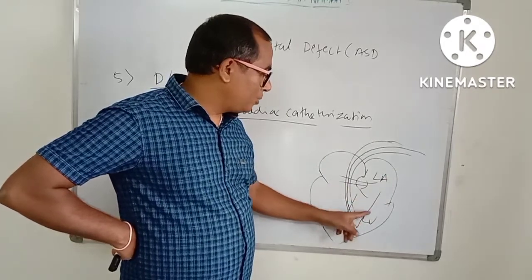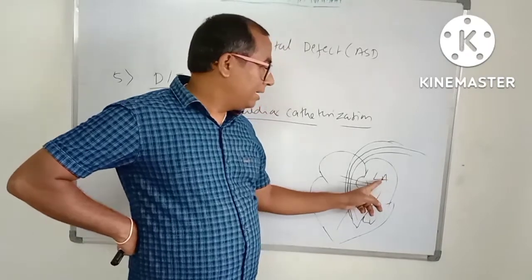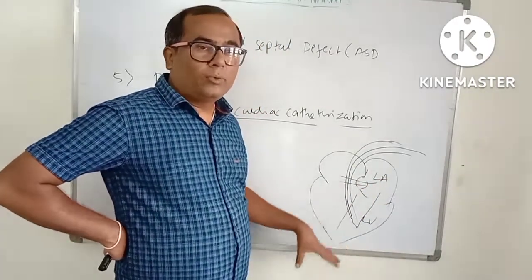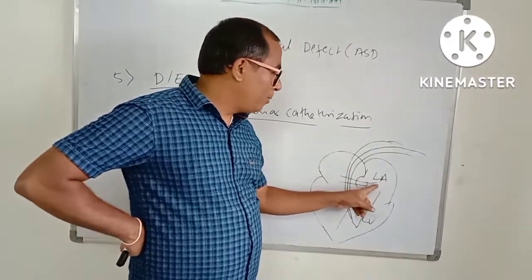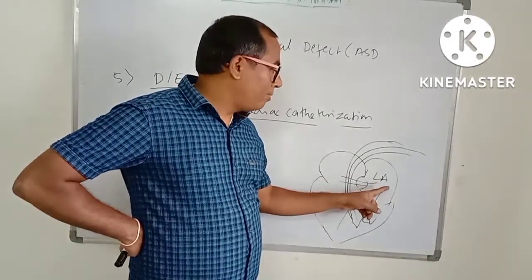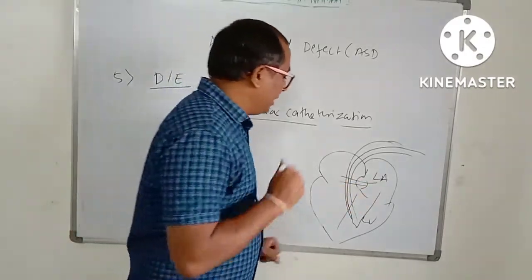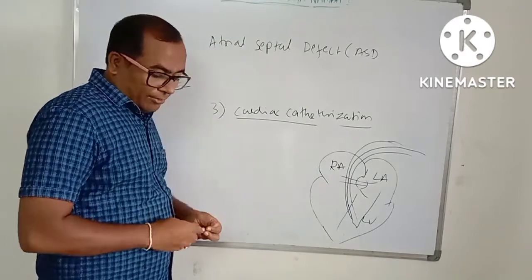And again the catheter is progressed to the left atrium, and dye is injected in the left atrium, followed by a dye injection. With the help of fluoroscopy, the film is taken so that the dye movement is visualized. There will be movement of dye, or shunting of dye, from the left atrium to the right atrium. So this will confirm the atrial septal defect.